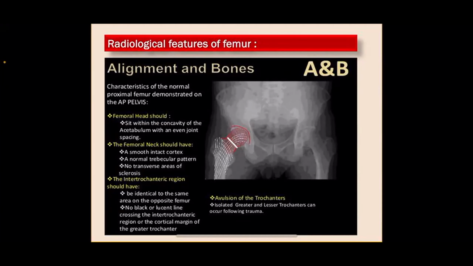The intertrochanteric region should be identical to the same area of the opposite femur, with no black or lucent line crossing the intertrochanteric region or the cortical margin of the greater trochanter. An avulsion of the trochanters, isolated greater or lesser trochanters, can occur following trauma.